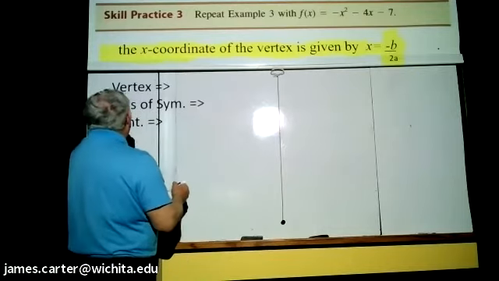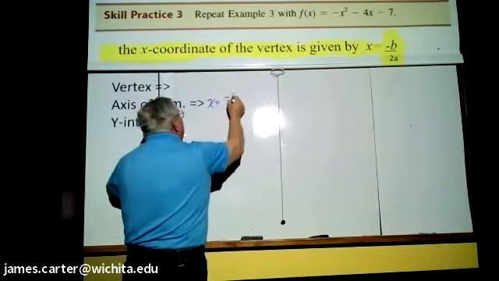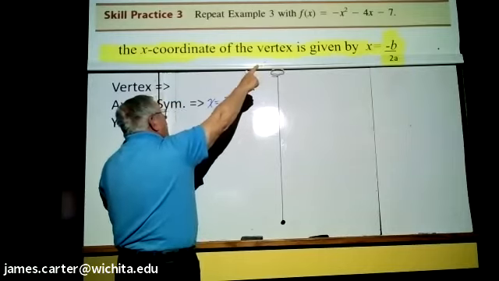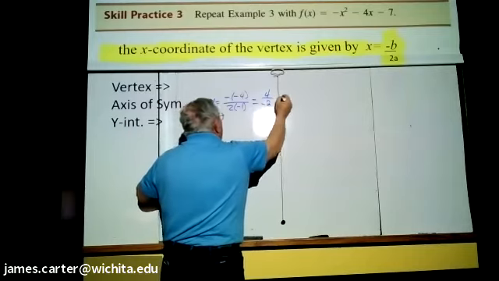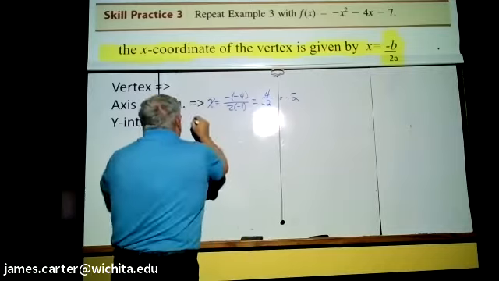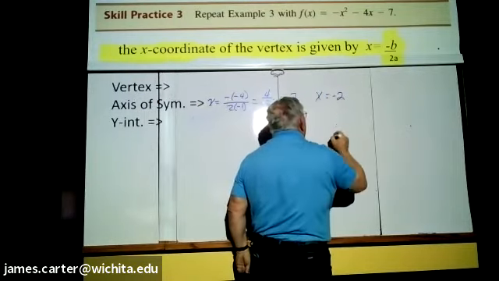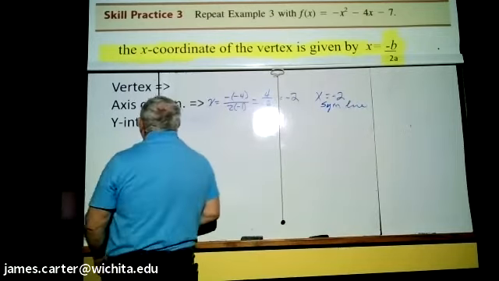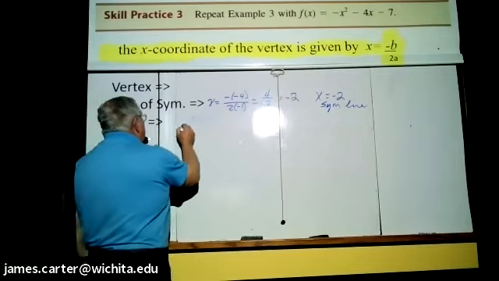Okay, to find the vertex, first we find the axis of symmetry. Okay, so x equals negative that over 2 times negative 1, because there's a negative, there's a 1 hidden in front of that x squared, which equals positive 4 over negative 2 equals negative 2. So x equals negative 2 is the line of symmetry. Now, let's find the vertex. We're going to take that negative 2 and substitute it into the equation.